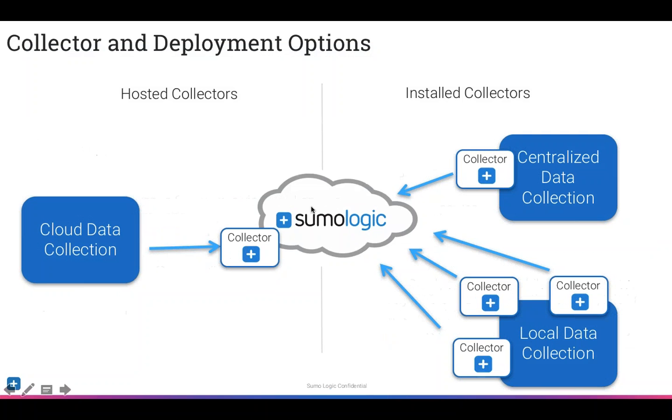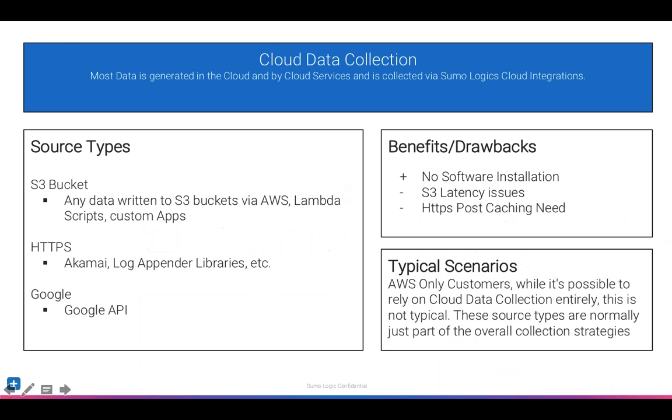All right, I'm going to talk first about the cloud data collection here, and then I'll talk about these two. So from a cloud data collection perspective, most data is going to be generated by your cloud services, and it's going to be collected via Sumo Logic cloud integrations. The source types that we can bring in through this cloud data collection include S3 buckets. So essentially any data that is written into an S3 bucket, it could be through AWS, through Lambda scripts, or your custom apps.